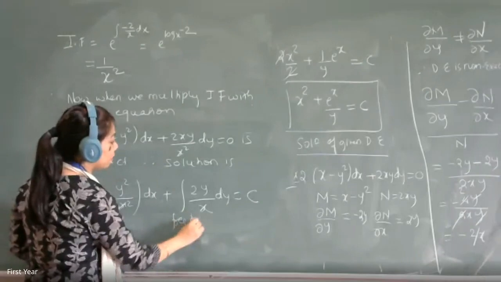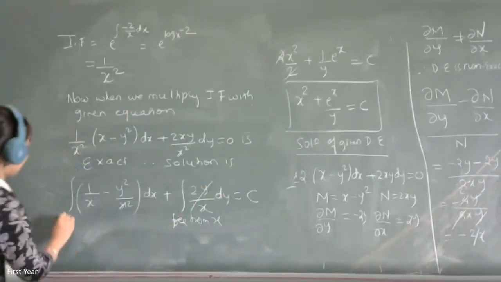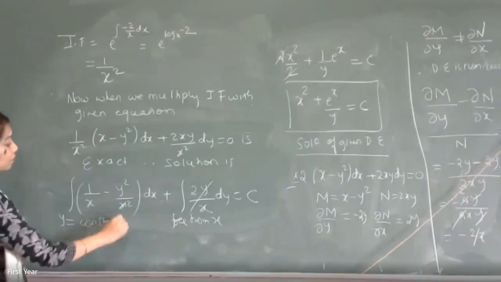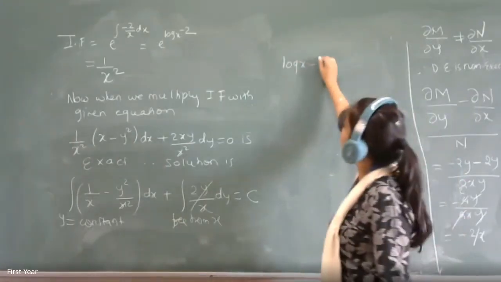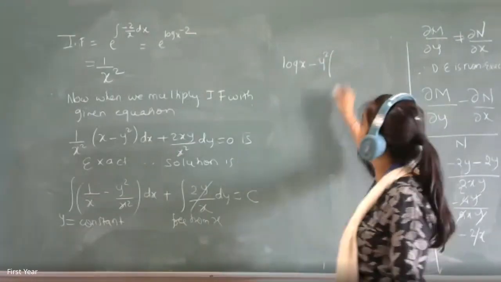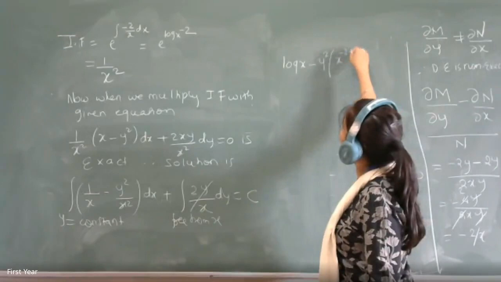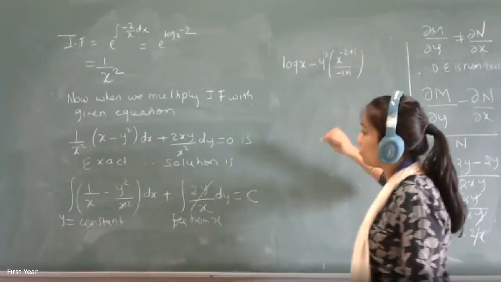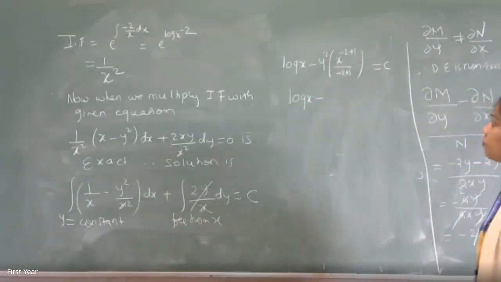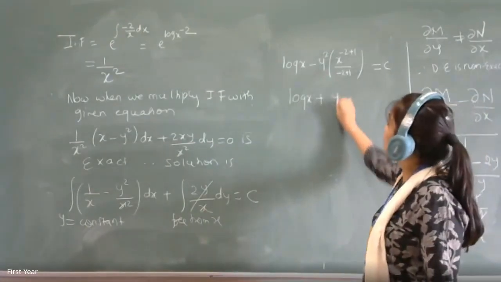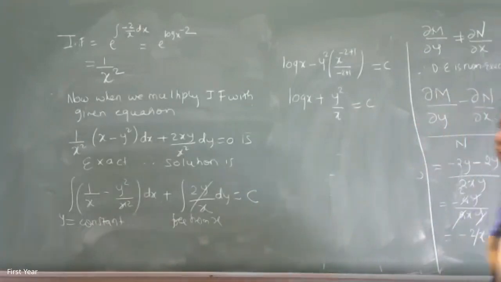I'll take free from x, तो ये पूरा टर्म चला जाएगा. यहाँ पे y is constant. Your answer will be log x plus y square times the integral of 1 upon x square, minus log x, correct? 1 upon x square का इंटीग्रेशन क्या होगा? x raised to minus 2 plus 1 upon minus 2 plus 1. I'm writing it for those who want to see how we get the integration. Minus 2 plus 1 is minus 1. So this is minus of 1 by x plus y square by x is equal to c. So this is the solution.